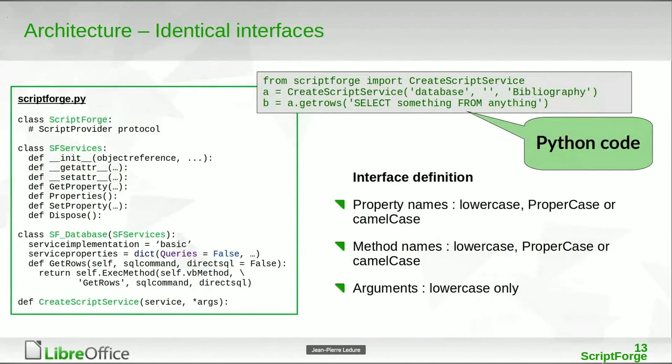Are the interfaces seen from the user scripts really identical or are they similar? Example: Basic is fully case insensitive. Is that managed? Well, just the question that we had. If you look at the code that is here, quite easy. In Python, you just have to import the CreateScriptService function from a module that is shipped with LibreOffice called scriptforge.py.